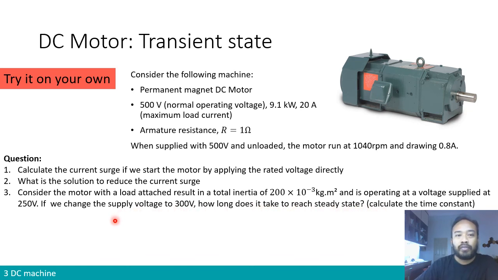So that's all for the lecture for this week. We have seen two parts. The first part is steady state when the machine is loaded, and the second part is two important points that we have to understand in transient state, which are current surge and the time constant tau.